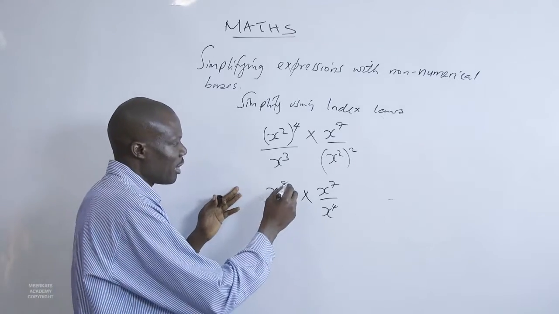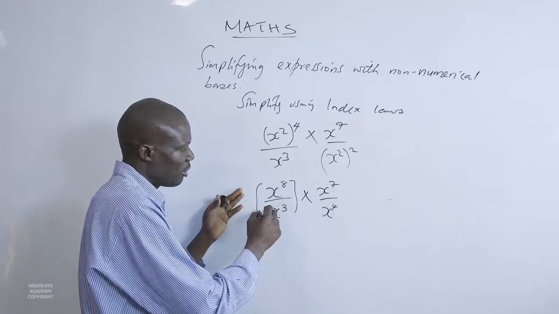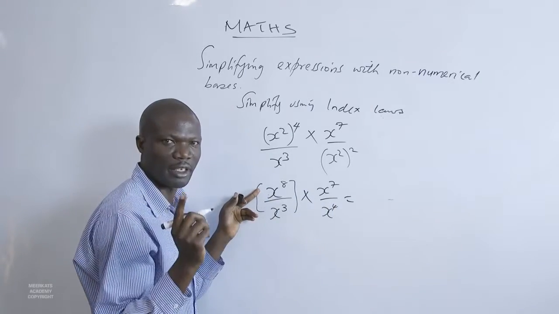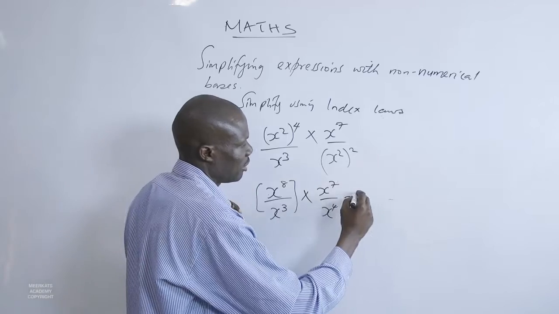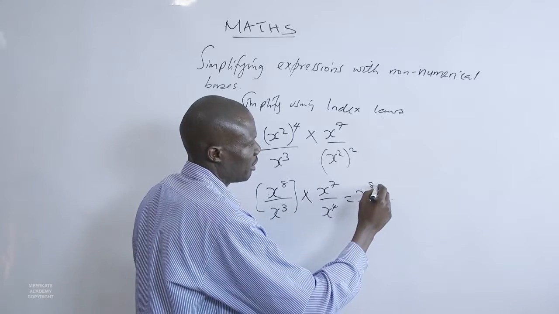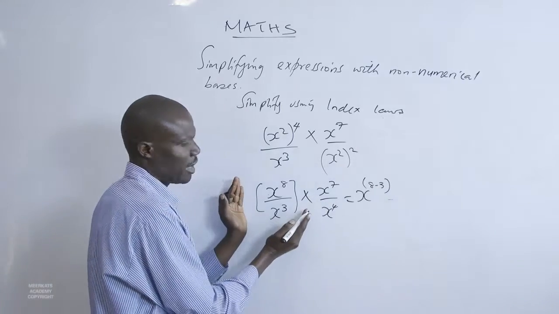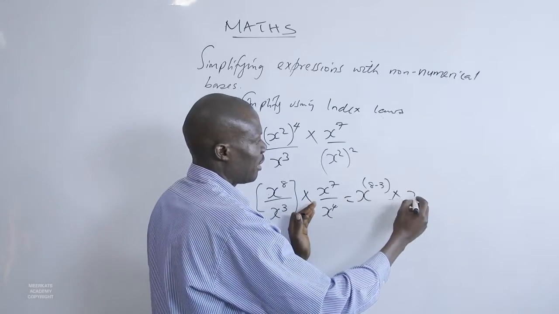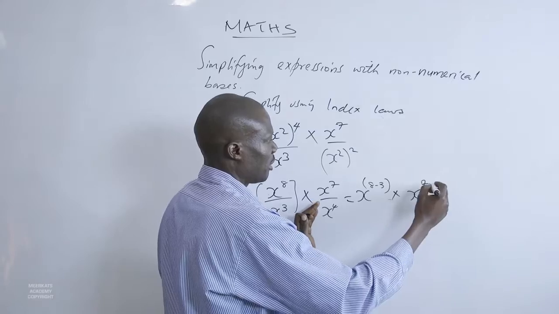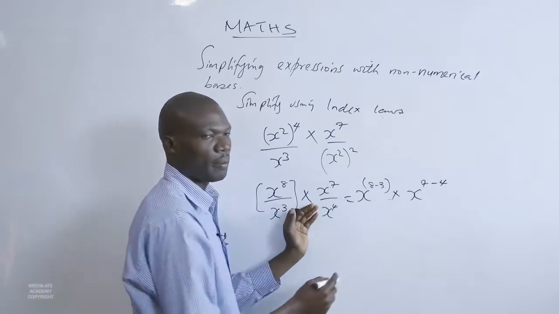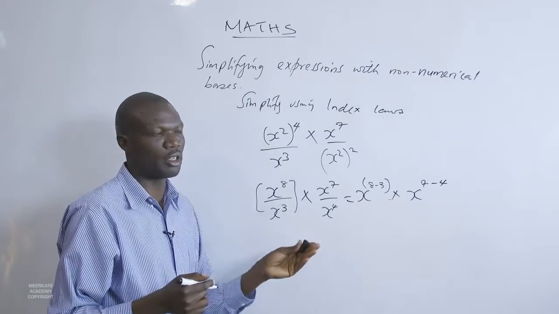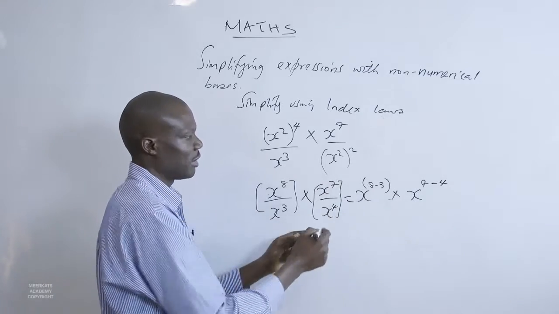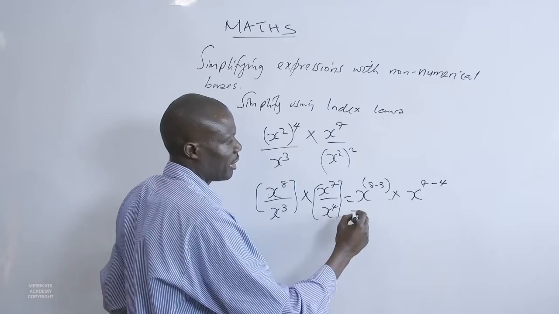You'll find that when I deal with this one alone, it will become x power 8 minus 3. So this is x to the power of 8 minus 3. So I'm done with this part. Multiplying by this part is x to the power of 7 minus 4. This one here, now I conclude this part. Now I can go ahead and simplify.